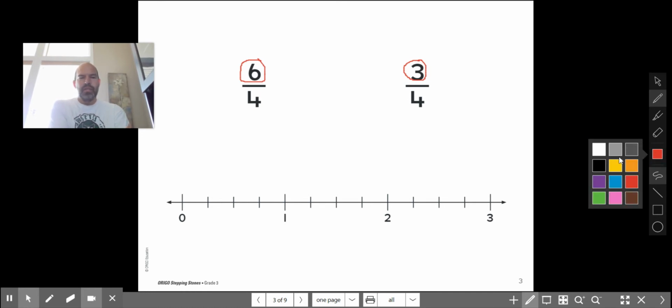Let's see, I don't know if this tool works the way I think. Oh, that's just the color tool. Oh, if we were to cover this up, okay, and cover this up, then really it's just like comparing 6 and 3, which is easy for you to know that, right? 6 is greater than 3, all right?